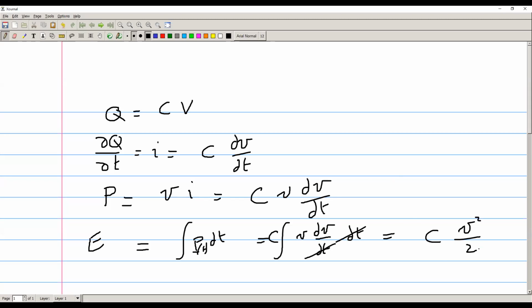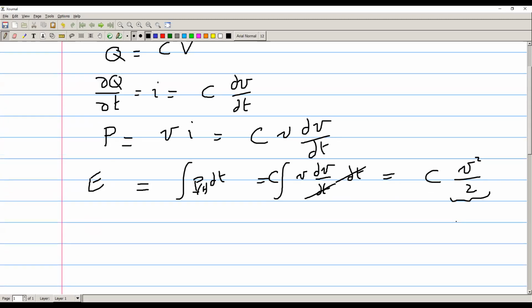Why? Because if you differentiate this, it's going to be 1/2 times 2V, which is V. So it's going to be 1/2 C V squared. This is the total energy stored in a capacitor. This is one of the questions that you will see in the homework.